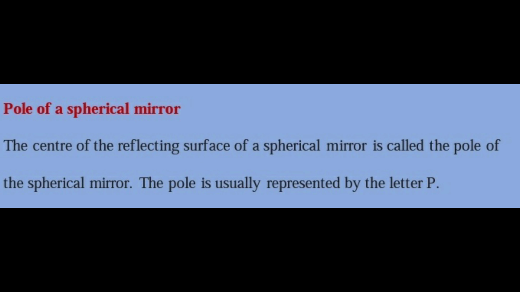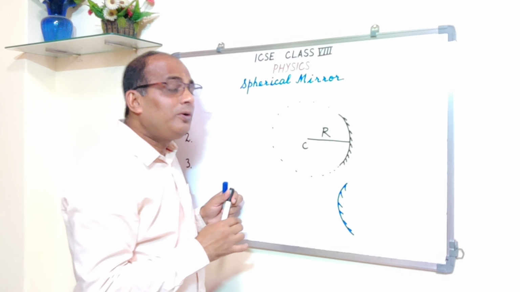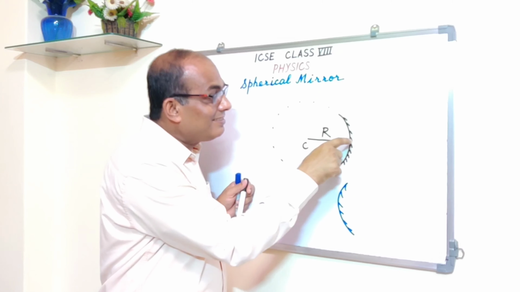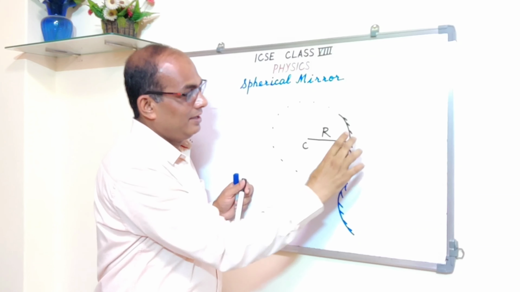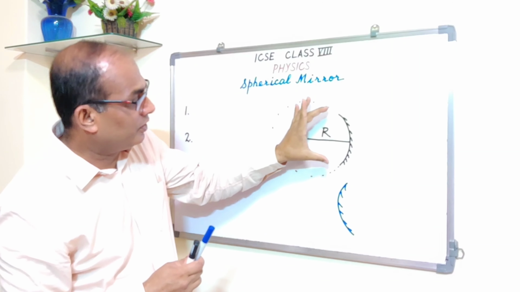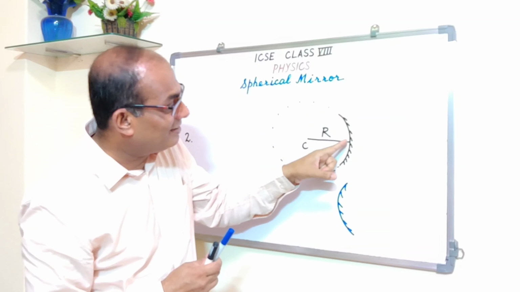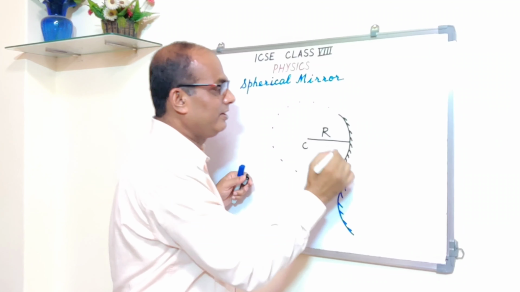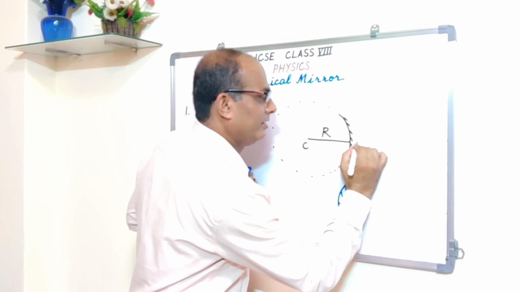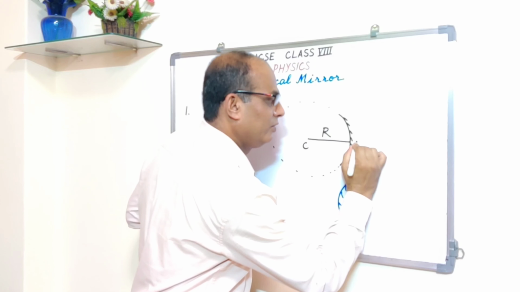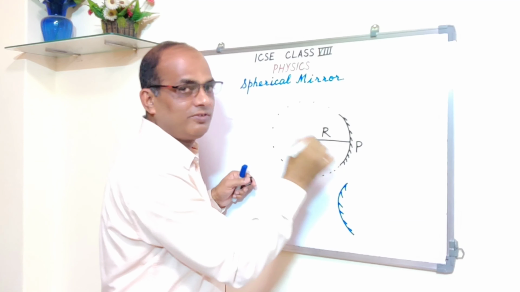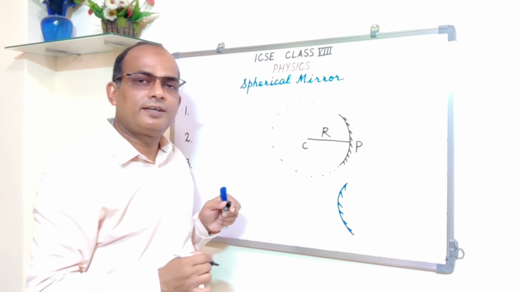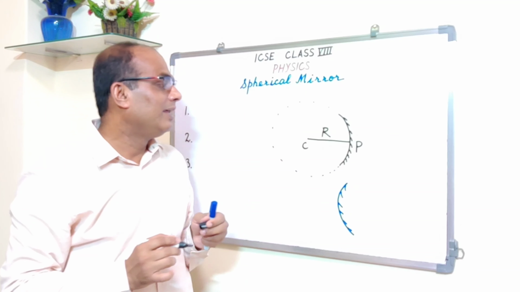Now the next is pole. Pole is the center of the spherical mirror. The center, the middle. This is your concave mirror, spherical mirror. This center is somewhere here. So this center of the spherical mirror is called the pole of the spherical mirror. We represent this usually by capital P. This is pole, the center of the spherical mirror.